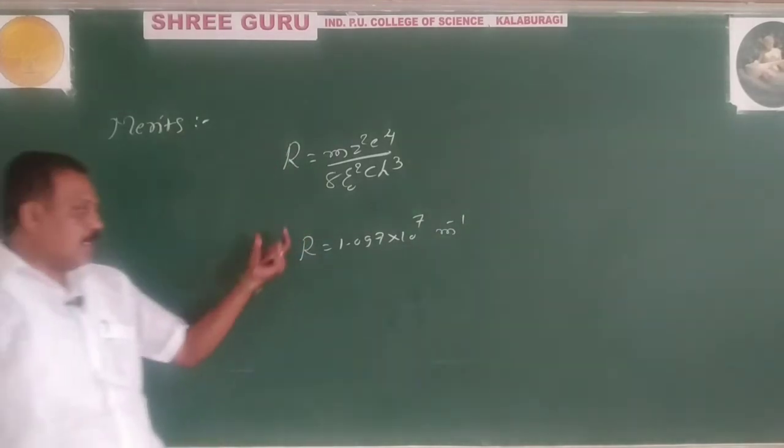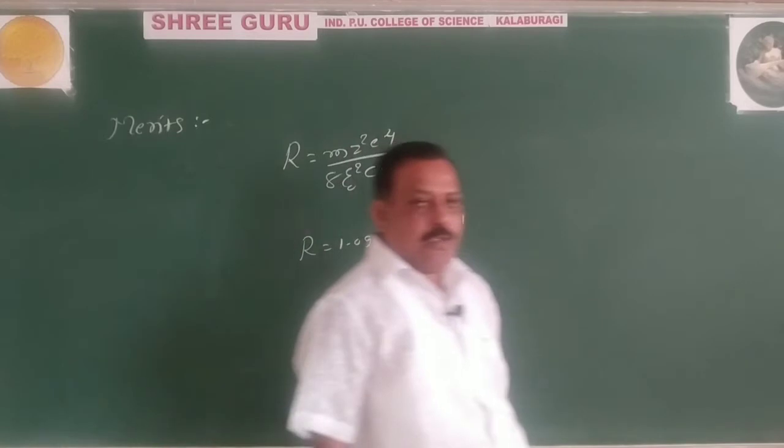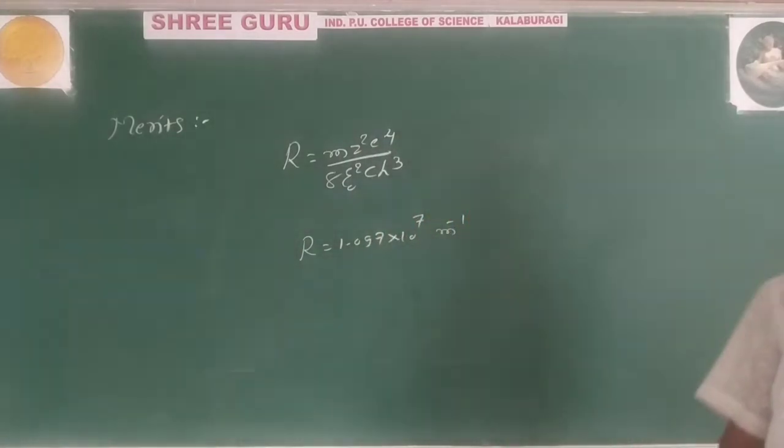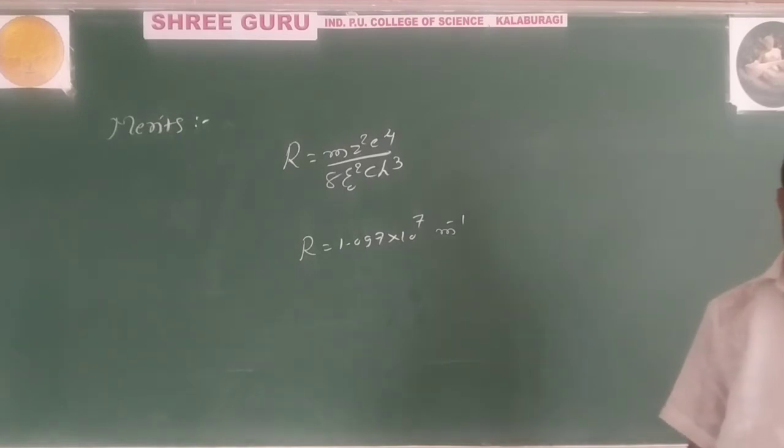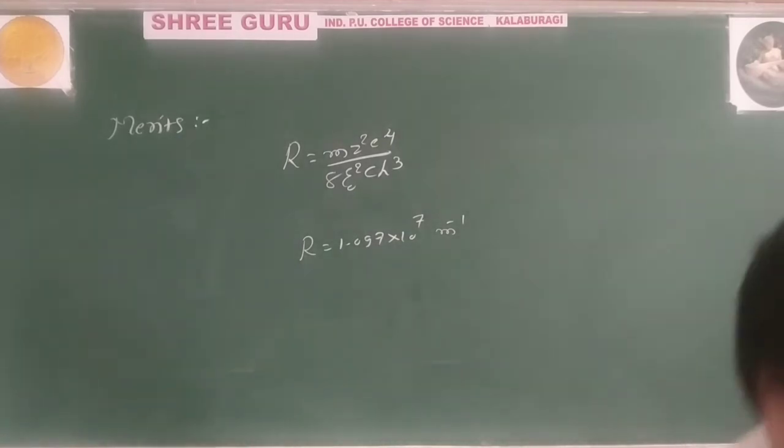This is in excellent agreement between the theoretical value and the practical value. The Rydberg constant R equals 1.097 into 10 to the power of 7 per meter, and this value exactly agrees between the theoretical value and the experimental value. Have one look at all the values once. The value of R is important; sometimes the R value is asked in the theory section. Do have a look at that.